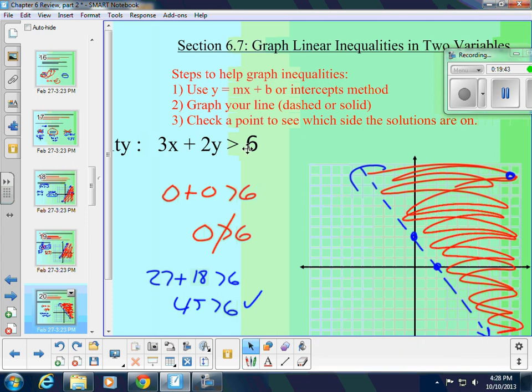So again, graphing these is still a lot like graphing inequalities with one variable. Just a few other things to consider, but they do relate to each other very well.